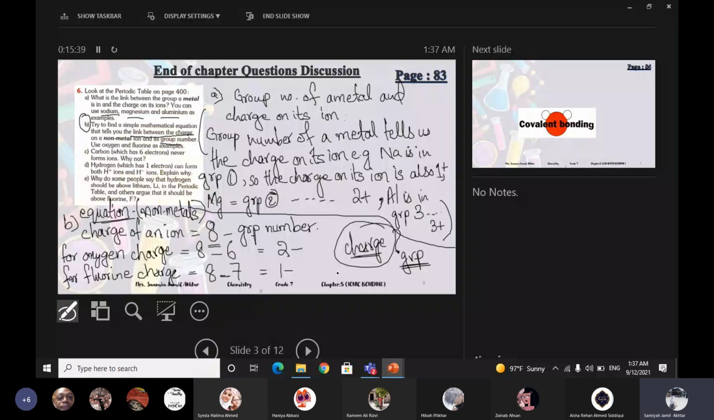Always 8. 8 minus group number. This is the fixed equation for non-metals, okay? For metals, it's very easy because the group number tells us the charge. Whatever the group number is, that will be the charge.